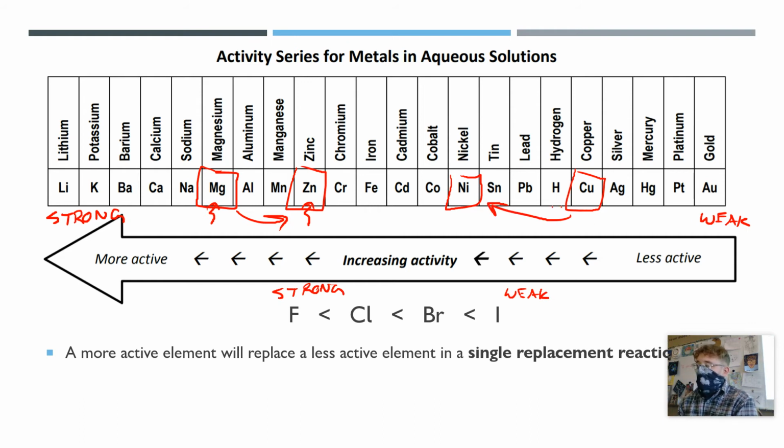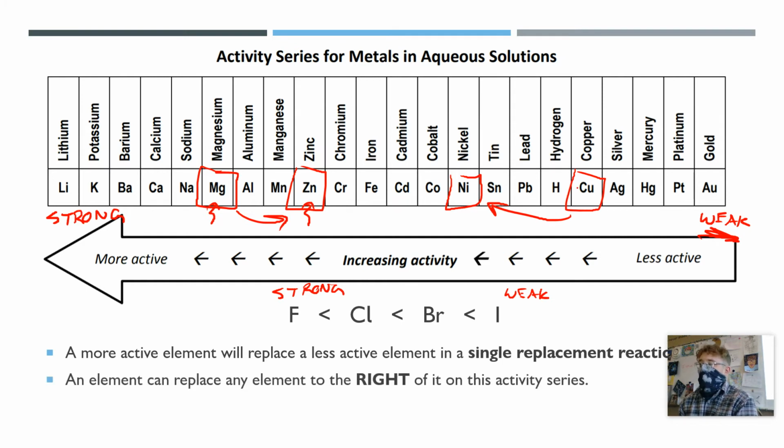Copper cannot kick nickel out because copper's weaker. It's toward the weaker end of the spectrum than nickel. So it cannot kick nickel out. There's going to be no reaction. So basically, if you have two elements in question, whichever one is trying to displace the other, you have to look to see if it's farther left or farther right. An element can replace any other element to the right of it. Lithium can replace any of these elements. Copper can only replace silver, mercury, platinum, and gold, but it can't replace anything to its left.